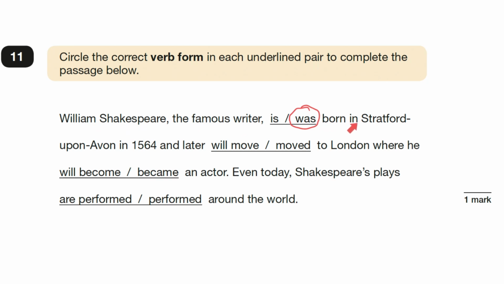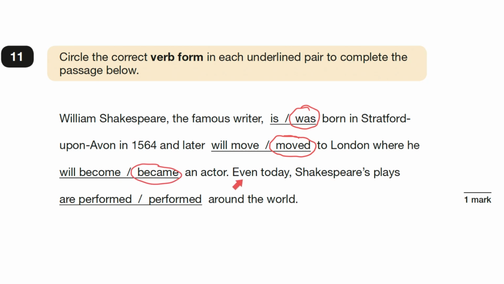But let's carry on. Was born in Stratford-upon-Avon in 1564 and later will move or moved to London. So again, hopefully we can see or hear that it's moved, because the sentence is in the past and it's continuing in the past. To London where he will become or became an actor. And again, because this whole sentence is in the past, we're going to go with he became an actor.